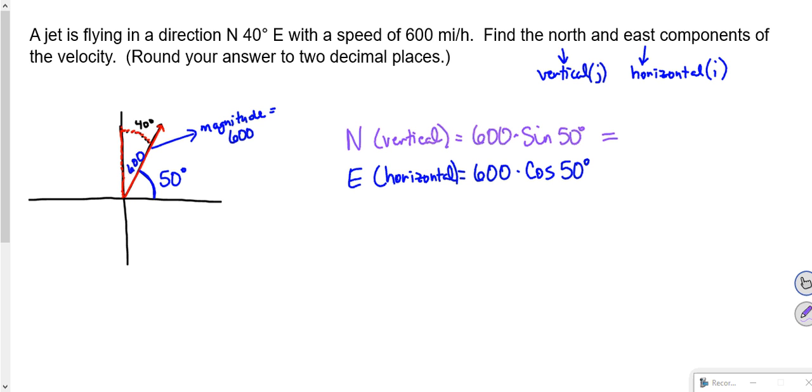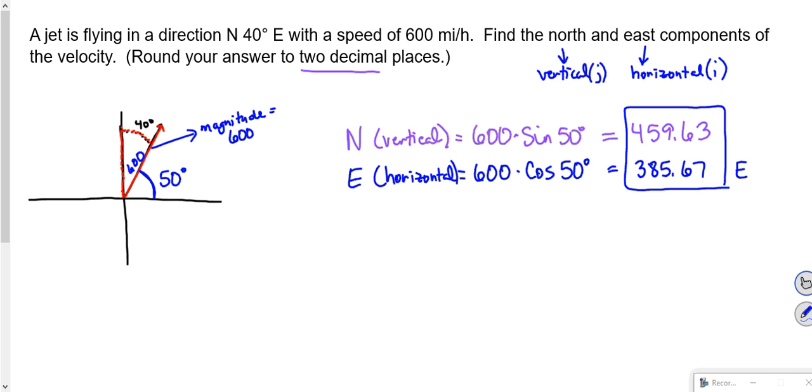So this gives me approximately, it does say to round to 2 decimal places, by the way. So approximately 459.63. And this one is approximately 385.67. Okay, so that's what you would put in your blocks for north and for east. This is east. Again, this is north. And that's miles per hour.